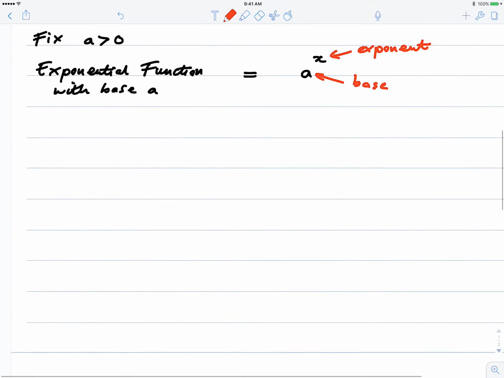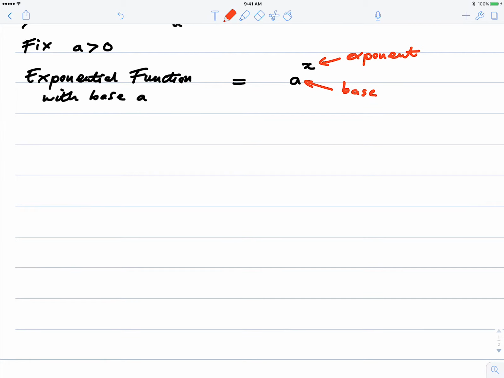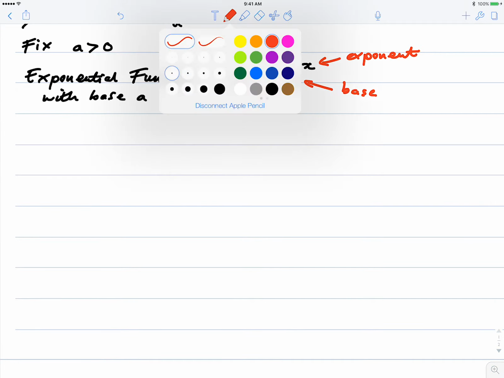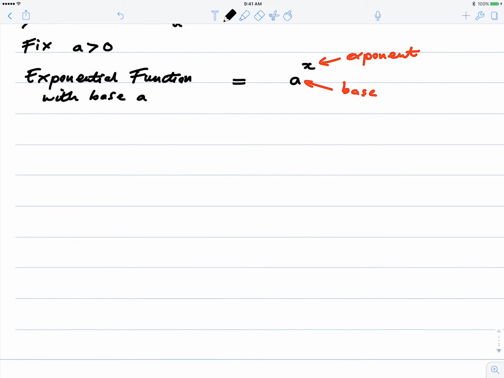So what do the graphs of these look like? Well, it depends a little bit on the value of a. So let me kind of just draw a picture. I want to give you kind of a broad general shape of all exponential functions or their graphs. So let me attempt to draw.